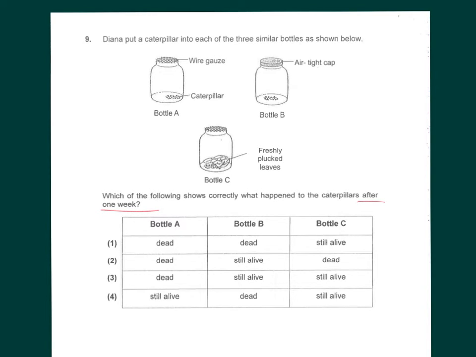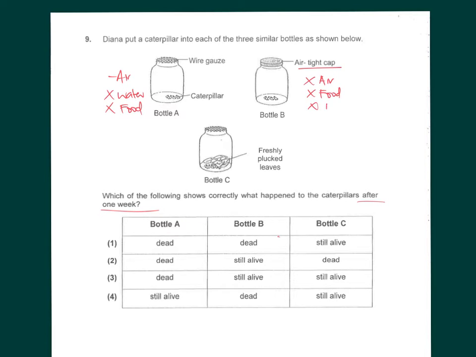Let's examine the different cases here. In bottle A, you see a caterpillar kept in a bottle with a wire gauze. A wire gauze allows air to come in and out, right? So in this case, the caterpillar has air, but it does not have water. It does not have food that's required for survival, right? In bottle B, it is an airtight cap, so it has no air, and it has no food.